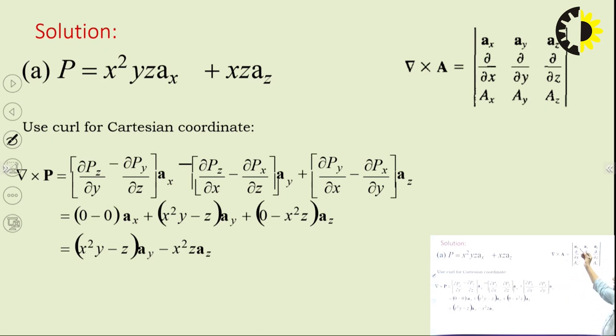Now curl of A: unit vector of x, y, z, del upon del x, del upon del y, del upon del z, ax, ay, az. Now, ax is what? Ax is x square y z. Now, ay is 0 here because unit vector of y is absent here, and az is equal to x z. So now after that you can solve the matrix and you will get this result. So this is the way how you can find out curl for Cartesian coordinate.